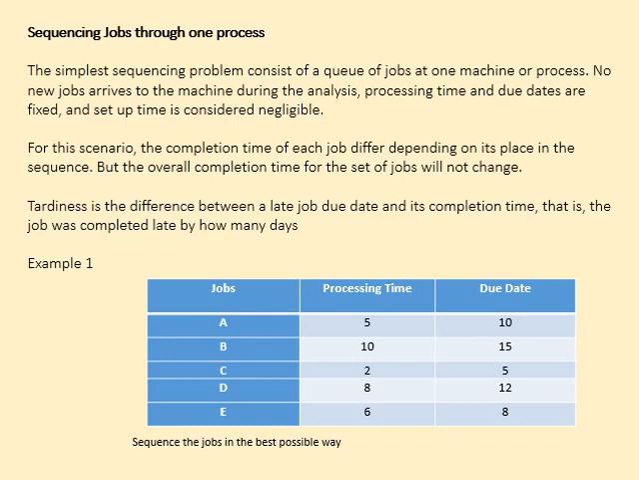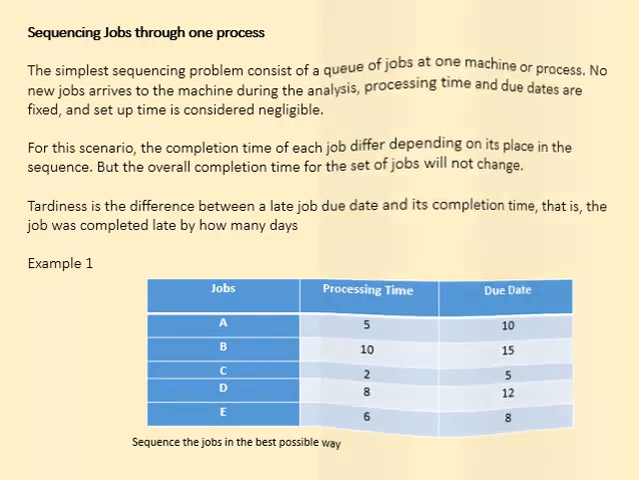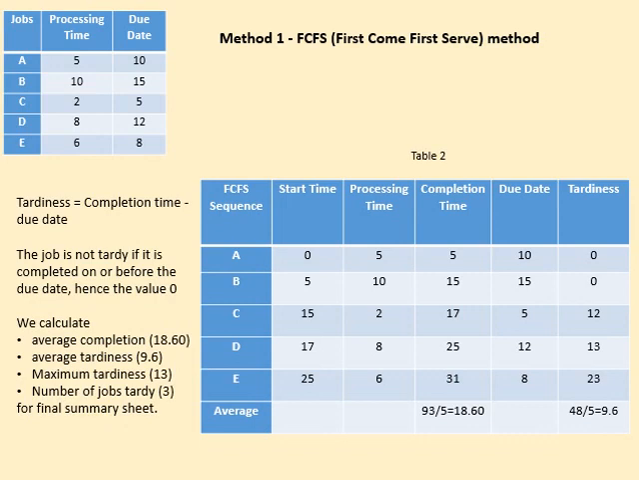The first method that we are going to look at is the first come, first serve method. In this method, we try to sequence according to the sequence in which they are received. Since job A is received first, we perform job A first. Now, we need to create table 2, which has 6 columns. The first column is the sequence of jobs that we are assigning.